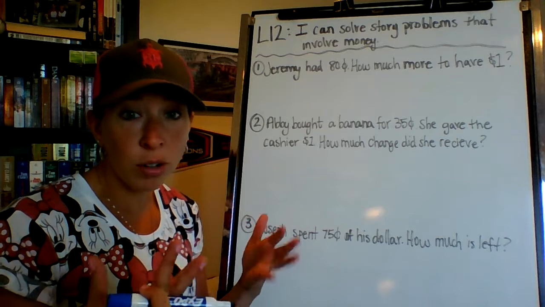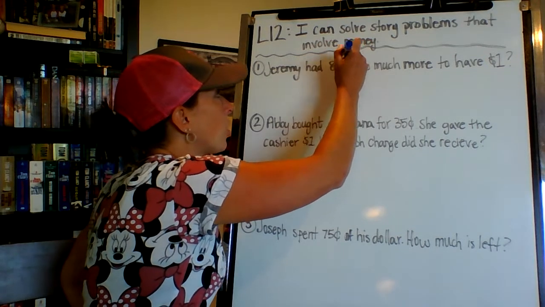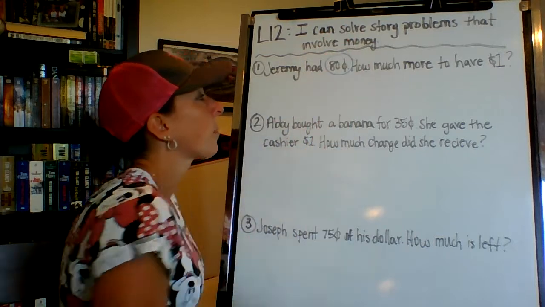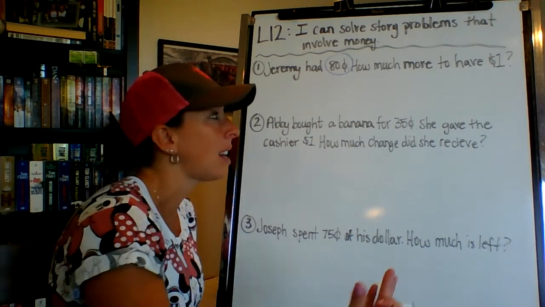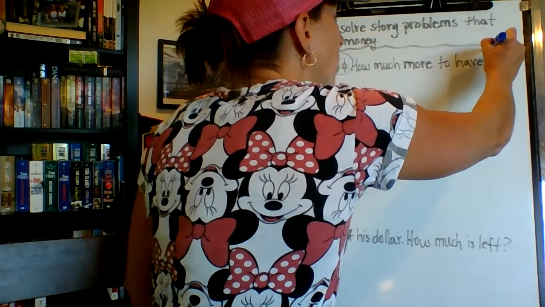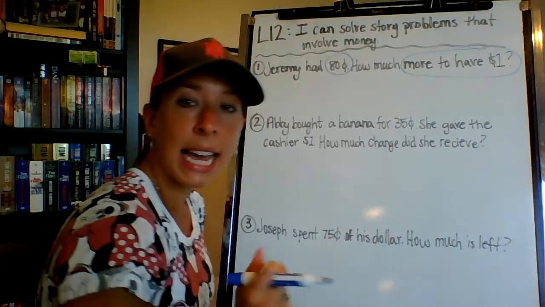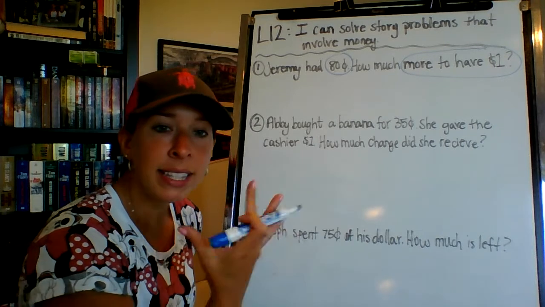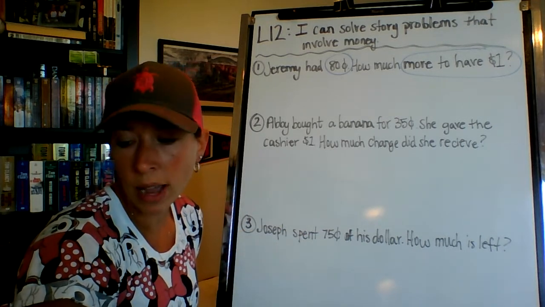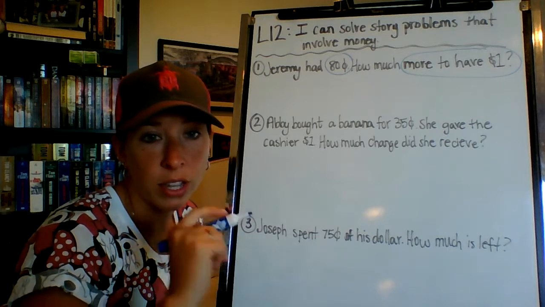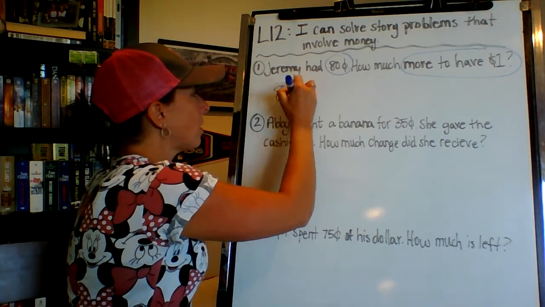So I'm going to circle because I have the story problems written. So circle as you go as well on your problem set. So Jeremy had 80 cents. That's important, right? How much more money does he need to have $1? So we're trying to get up to $1. Since 80 cents is close to $1, I think the arrow way would be a good way to solve this, right? So let's start with 80 cents, okay?